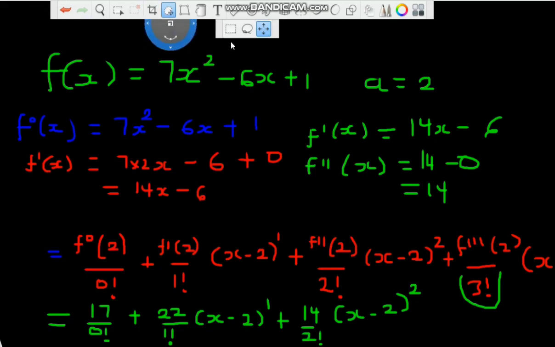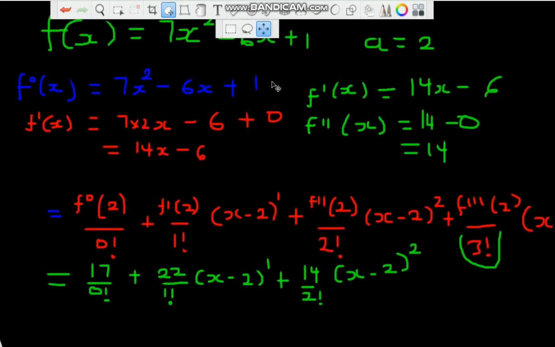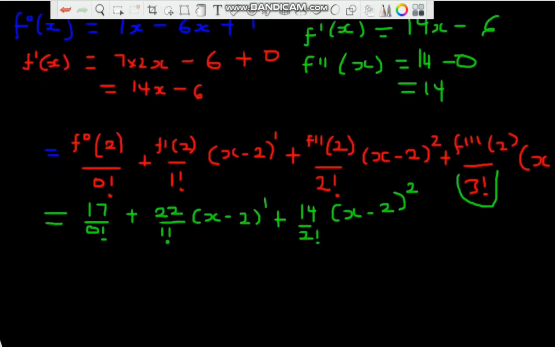Since the rest of the terms are 0, let's simplify our answer. Simplifying this, I have 17 plus 22 multiplied by x minus 2 to the power of 1, plus 14 over 2 factorial, that's 14 over 2, which gives me 7, multiplied by x minus 2 to the power of 2.